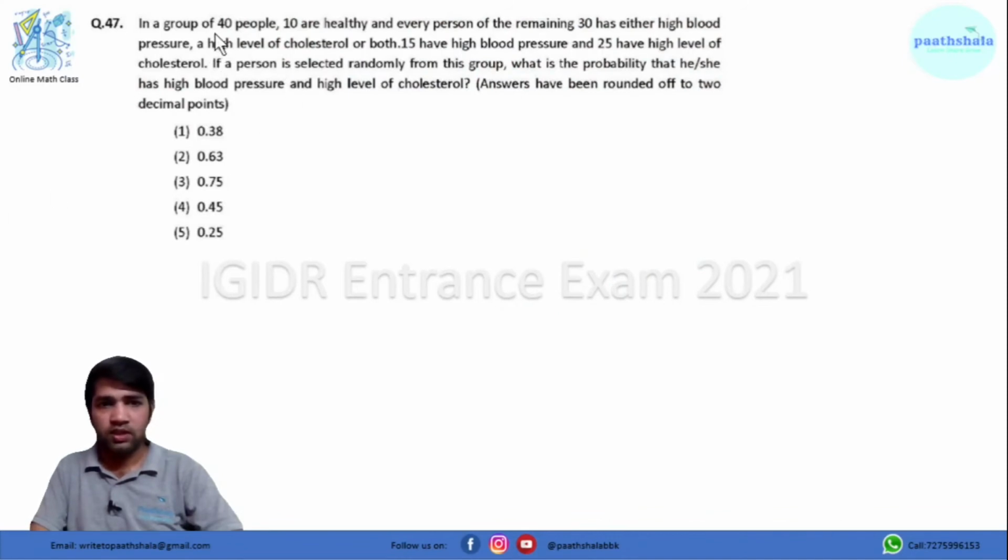Here it says, in a group of 40 people, 10 are healthy, and every person of the remaining 30 has either high blood pressure or high level of cholesterol, or both. It is saying now 15 have high blood pressure, 25 have high level of cholesterol. Now if a person is selected randomly from this group, what is the probability that he or she has high blood pressure and high level of cholesterol both?